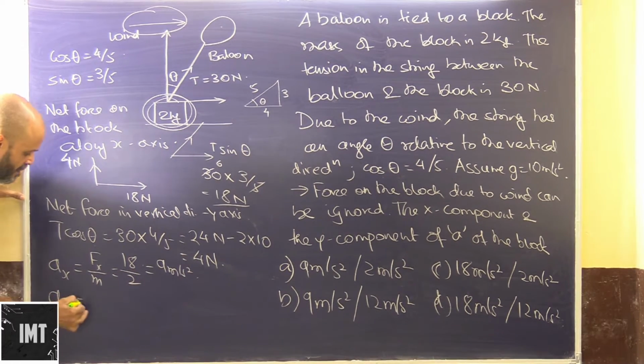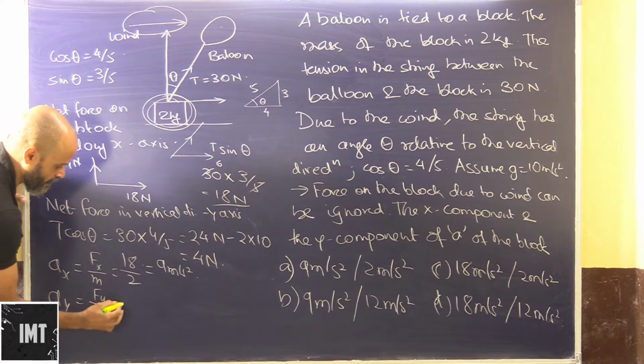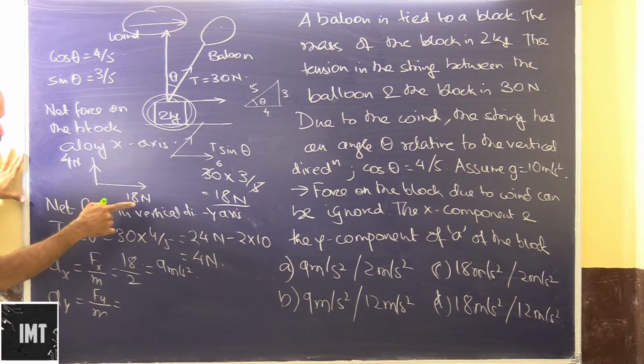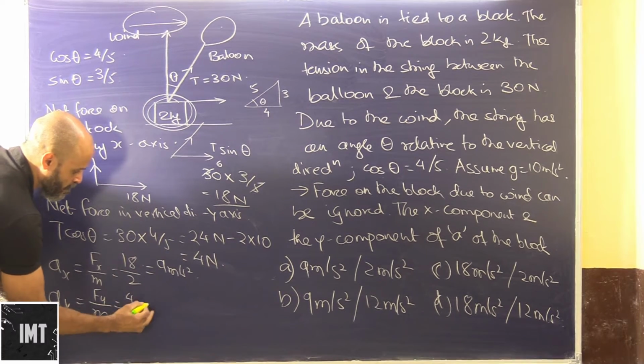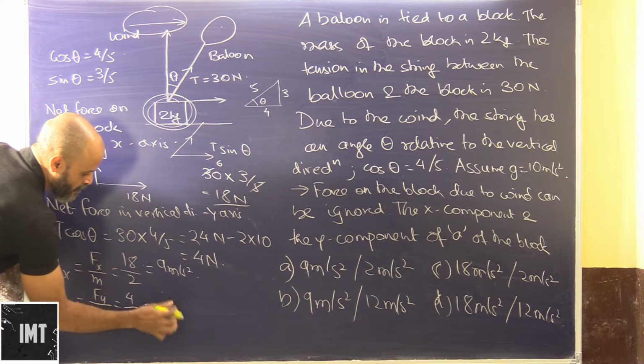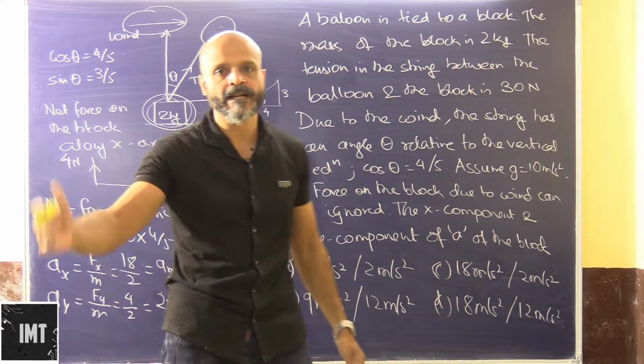Similarly, acceleration along the y direction will be the component of force along the y direction upon the mass, which is basically we have here 4 Newton, 4 by 2, that will be 2 meter per second square. So the very first option will be the right option.